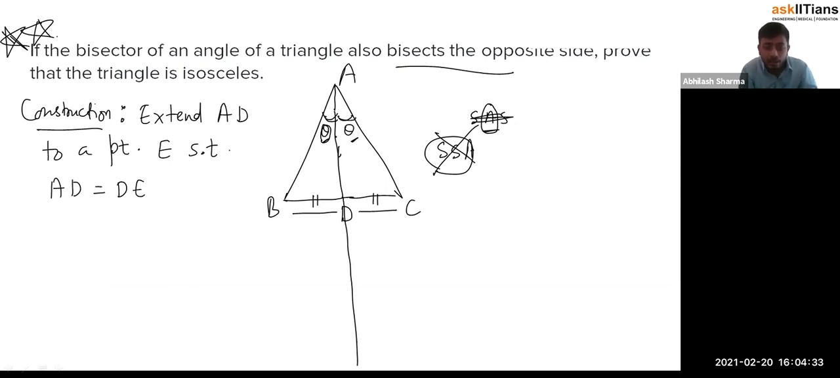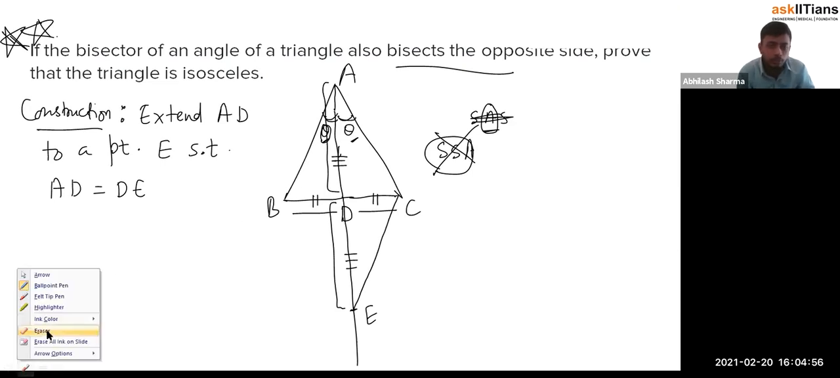So till how much are we extending? We are extending till a point E such that the length DE must be equal to length AD. So this length equal to this length. This is the construction that we have done. Now join points EC, and now observe that, let me write this properly here, that this angle is theta here.